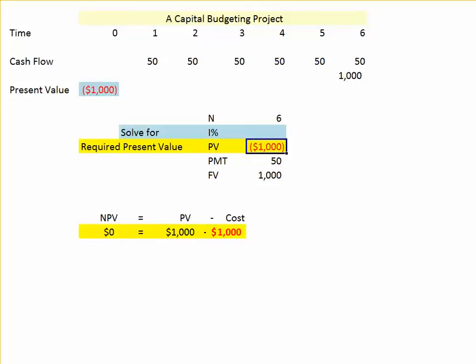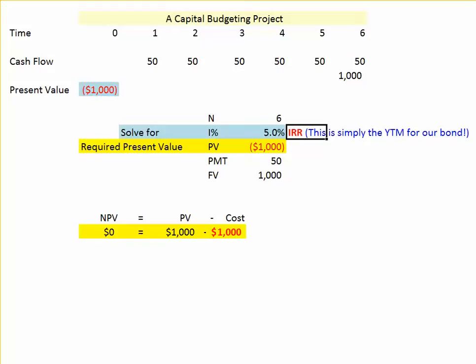Well, we enter in our $50 a year annual operating cash flow, our $1,000 terminal cash flow or after-tax salvage, our $1,000 present value or project cost, and we solve for the interest rate and find that at a $1,000 cost, this project would provide a 5% internal rate of return. And again, this is simply the yield to maturity for our bond.